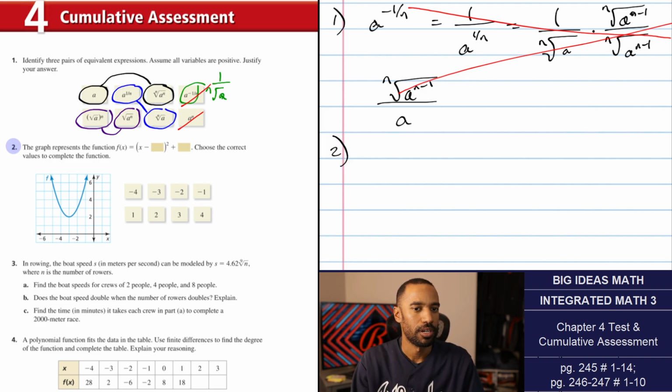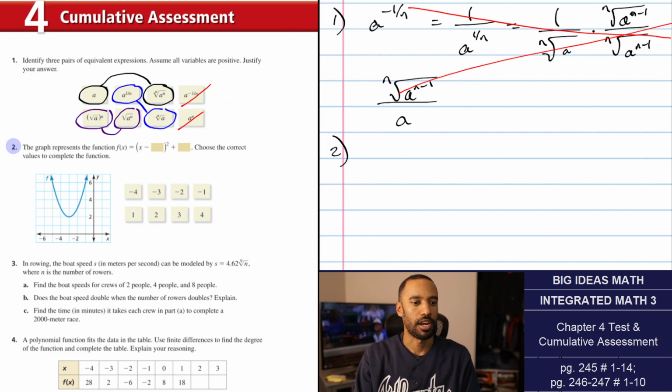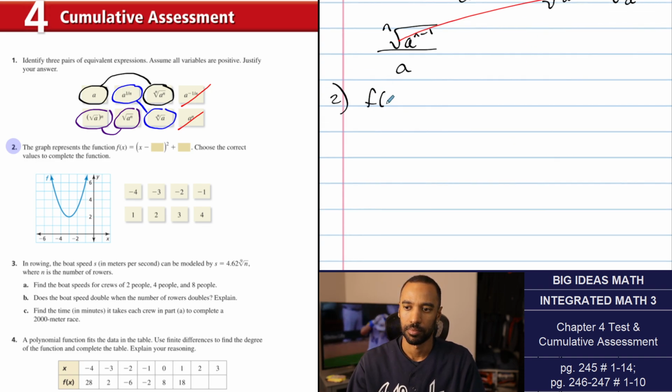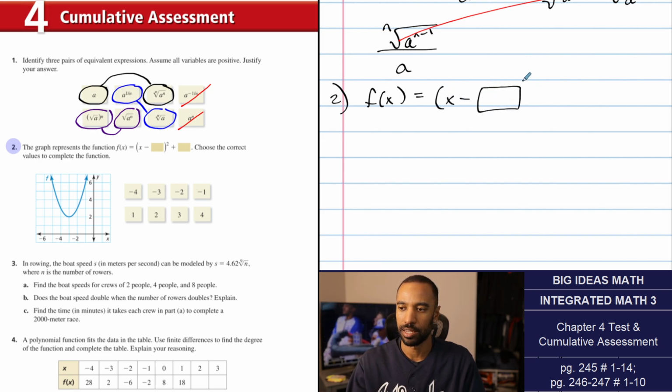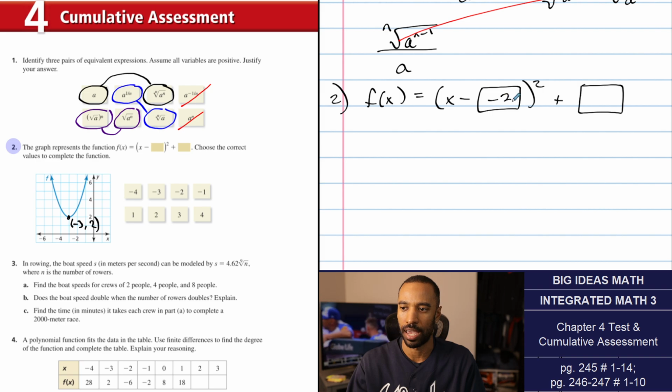All right, number 2. Let's get rid of this thing in green. Give me 1 second. All right, number 2. The graph represents the function f of x equals x minus some blank squared plus some blank. Choose the correct values to complete the function. Well, this is a parabola. It's got a vertex of -3, 2. So that's what we're going to stick in there. -3 for h, -3 for h, and 2 for k. Literally like that. Now, when it cleans up, I mean, that would be the answer.